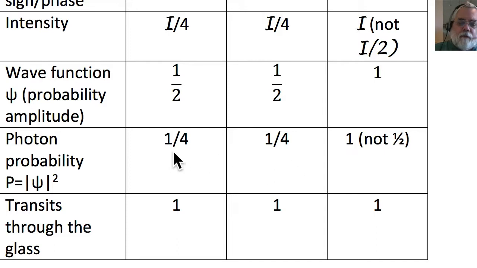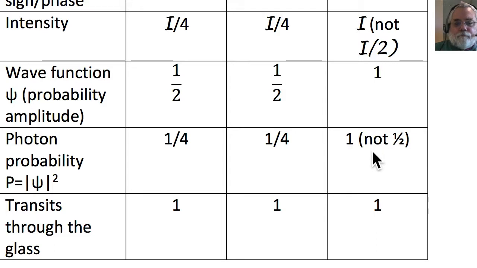Note that it would be wrong to just add the probabilities coming from the top path and the bottom path. That would say that 1/4 plus 1/4 is 1/2, but that is not what happens. We add the wave functions with their correct sign. In this case, they had the same sign. And then we calculate the photon probability from the wave function, and we get 1.